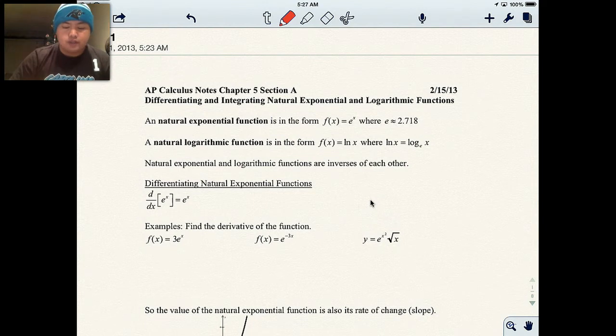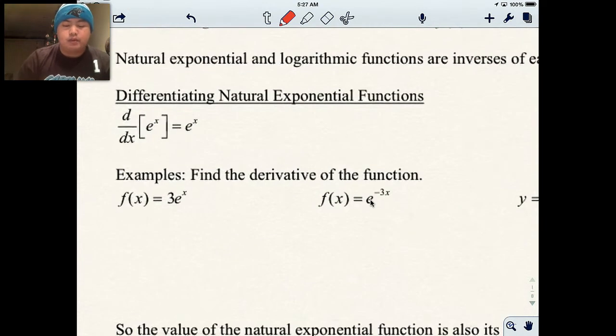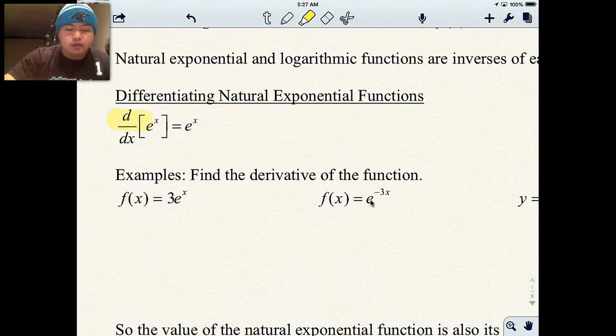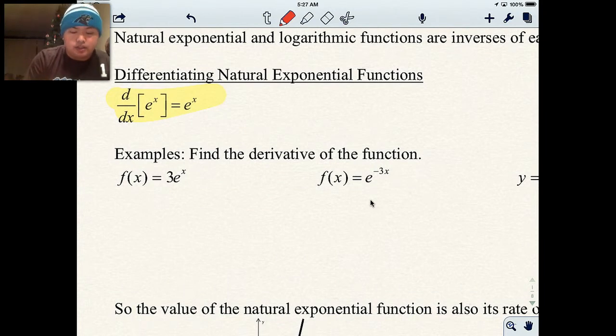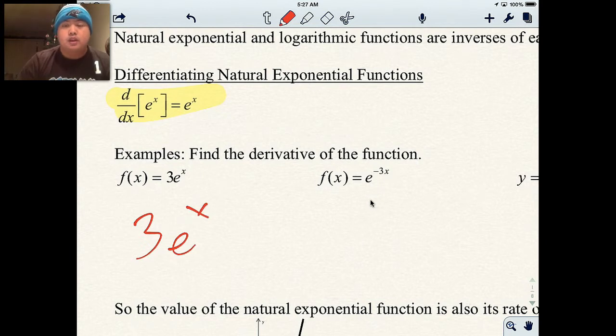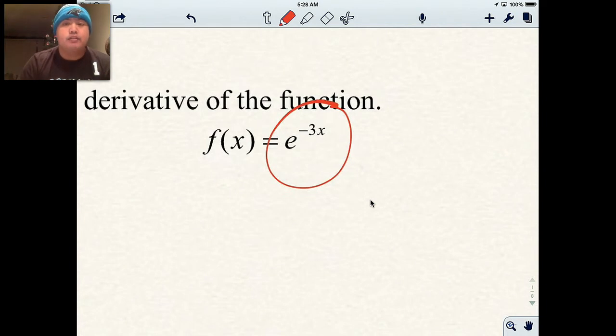So first of all, if I scroll down here, if you want to take the derivative of e to the x, we've studied this before. As a review, the derivative of e to the x is e to the x. So if I had to do these examples, for example, this one says 3e to the x. The derivative of 3e to the x is 3e to the x. Okay. If I have something like this, where I have a function inside, I have to take the derivative of the inside also by chain rule.